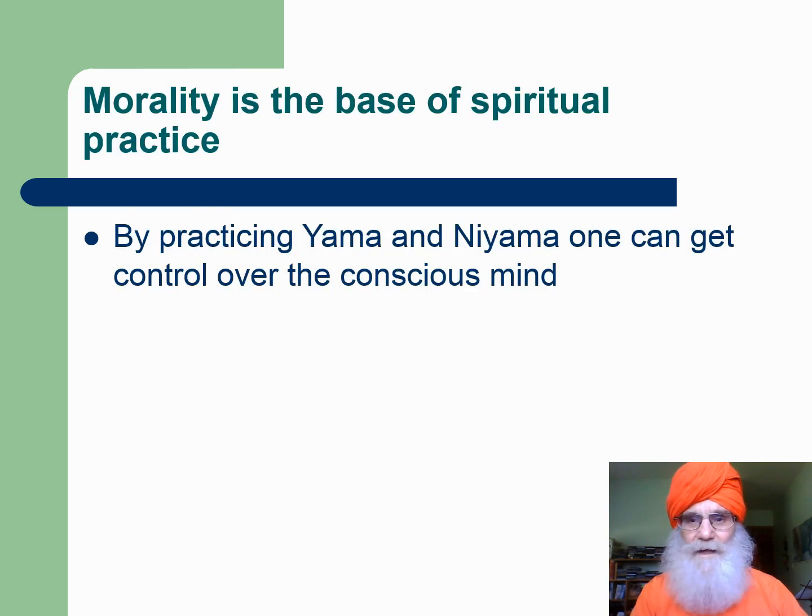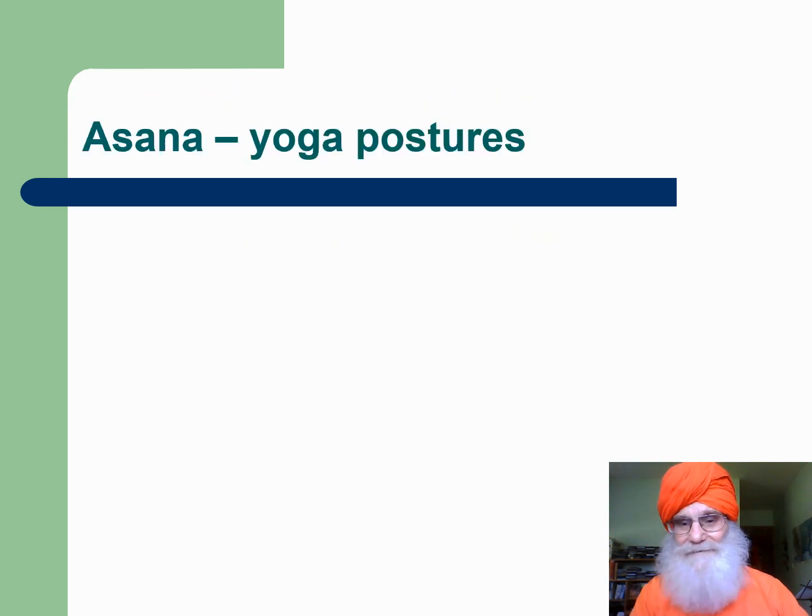Anyway, this is a recapitulation. By practicing Yama and Niyama, oh, this is also interesting, this is how we get control over the conscious mind. That's a side benefit of Yama and Niyama. In a later presentation, I'm going to talk about the five basic layers of the mind and how to perfect them. But now we're going to come to the third limb of yoga, and this is called asanas, or yoga postures.